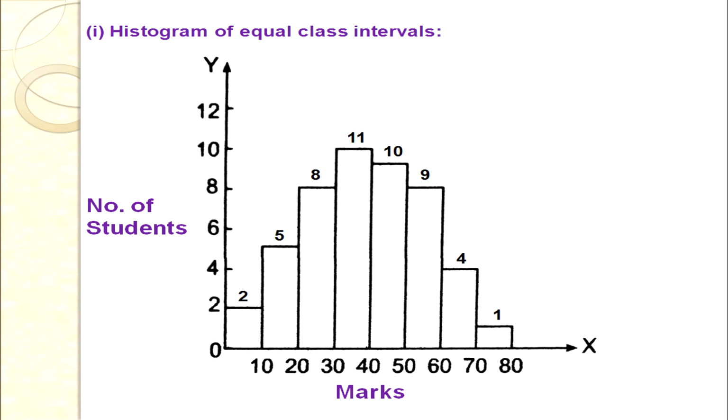Now, what are we observing over here? We are observing that the length of the bars is changing according to frequencies. On the other hand, the width of the bars remains the same. The distance between the bars is not there. So, those are the 3 points we have discussed. Now, the histogram in case of unequal class intervals.